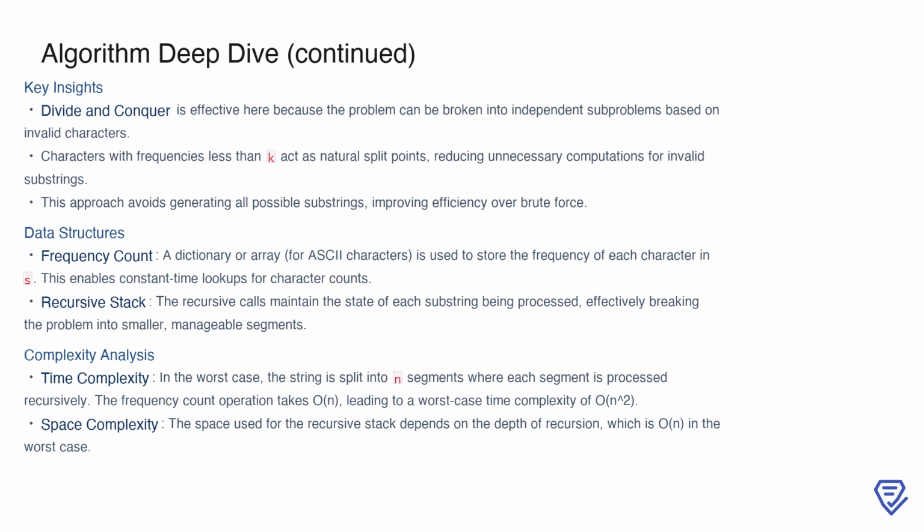Key data structures include a frequency count, implemented as a dictionary or array for constant time lookups, and a recursive stack to manage the state of each substring being processed. In terms of complexity, the worst-case time complexity is O(n squared), as the string could be split into n segments, each requiring an O(n) frequency count. The space complexity is O(n), determined by the depth of the recursive stack.